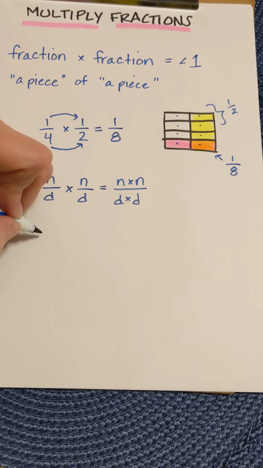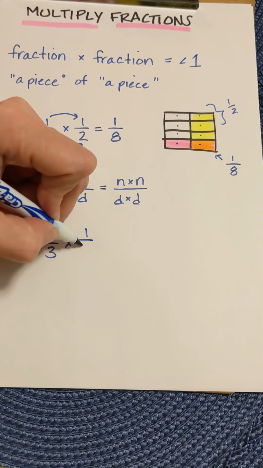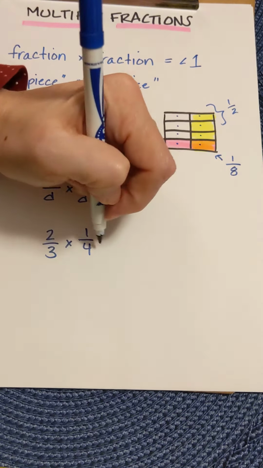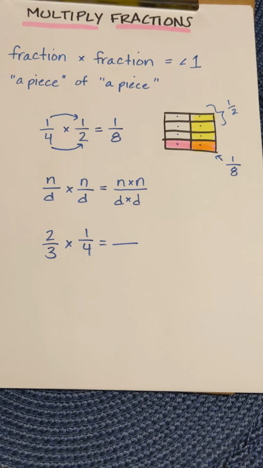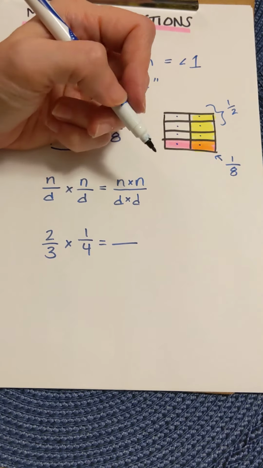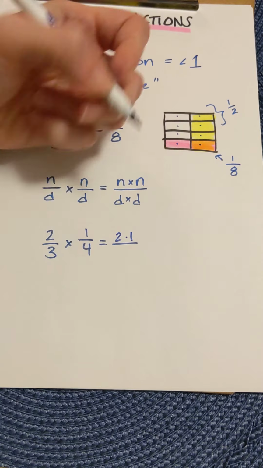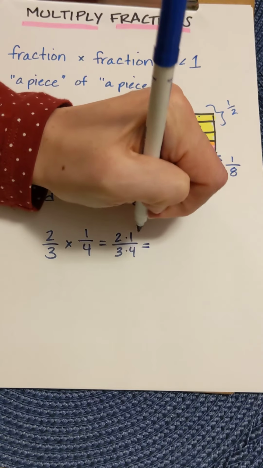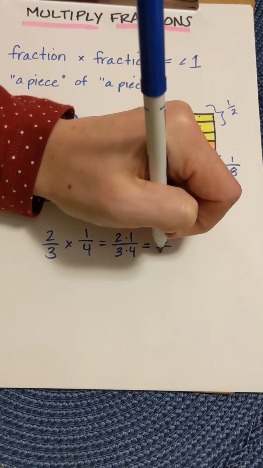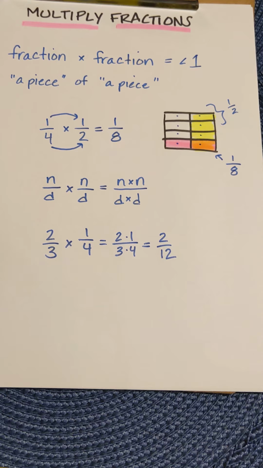So, for example, let's take the fraction 2/3 of 1/4, or 2/3 times 1/4. A piece of a piece will give us an even smaller piece. The way we figure out that smaller piece value is numerators multiplied, 2 times 1, and denominators multiplied, 3 times 4. 2 times 1 equals 2, 3 times 4 equals 12. So the product of 2/3 and 1/4, or 2/3 of 1/4, gives you 2/12.